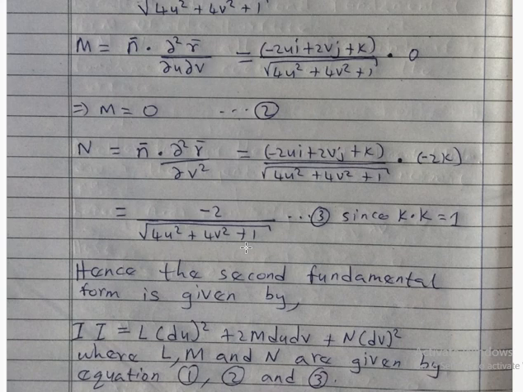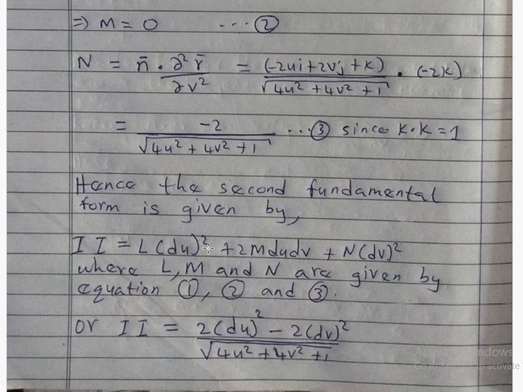This gives us N, and therefore we have been able to obtain the second fundamental coefficients L, m, and N, and therefore the second fundamental form will be given by L, the square of du, plus twice m du dv plus N, the square of dv. When we substitute the values of L, m, and N from equations 1, 2, and 3 above, this is equation 1 for L, this is equation 2 for m, and this is equation 3 for capital N.